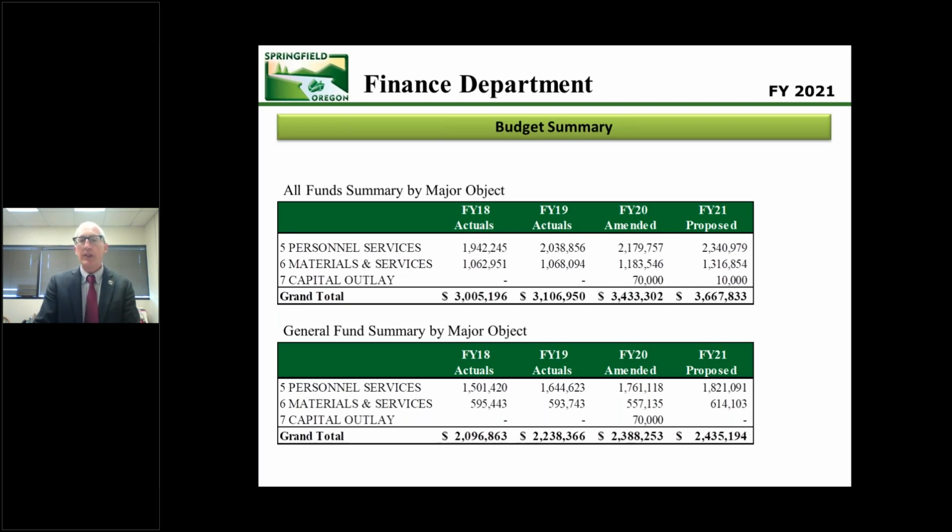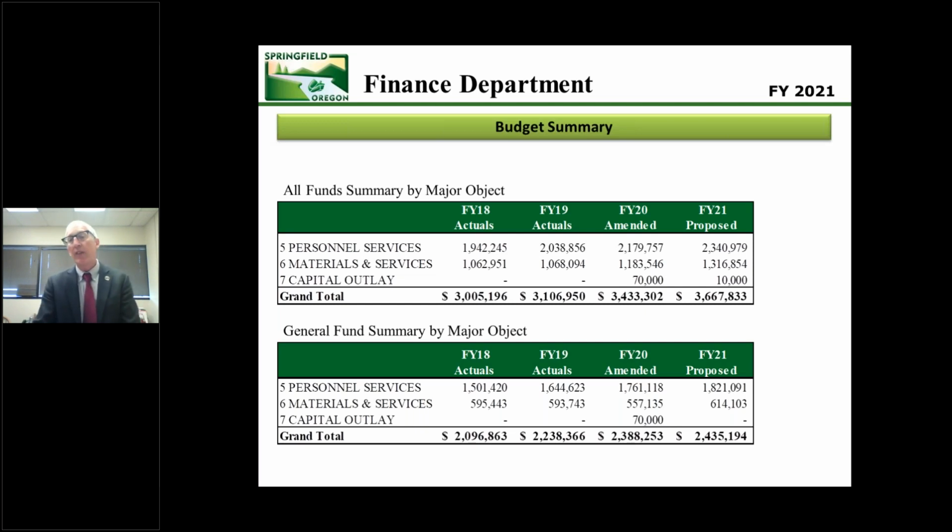You are seeing an increase of around $60,000 in materials and services. I mentioned before that we had held those flat, but for the finance department, probably the largest portion of our materials and services is our indigent representation contract. That contract in fiscal year 20 was $423,000. For fiscal year 21, it increased by 8%, or roughly $34,000. And I'm going to talk a little bit about why that increase happened later again in this presentation.